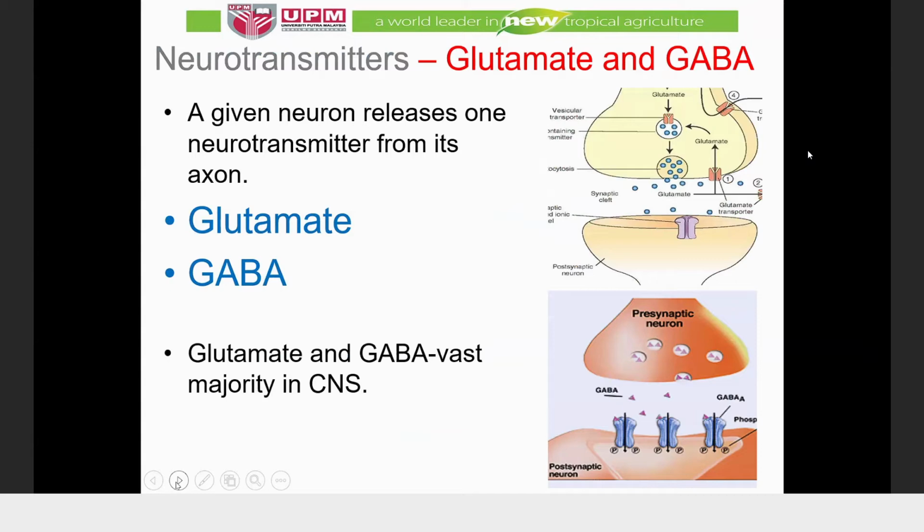A given neuron releases one neurotransmitter from its axon at a time, either glutamate or GABA. These two are the ones found in the vast majority in the central nervous system. Among them, glutamate is abundant, about 80%, and GABA is only 20%.